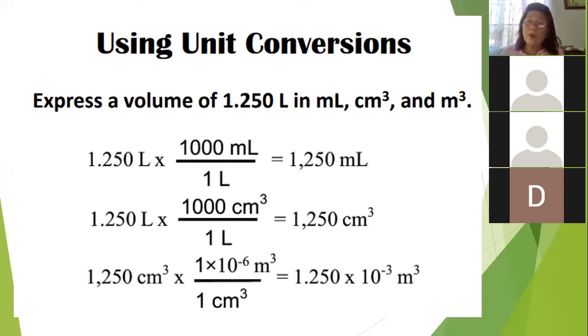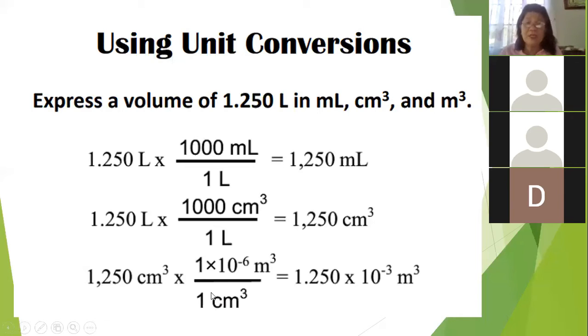The other one, cubic centimeter. Still 1.250 liters. Don't you know that 1 ml is equivalent to 1 cubic centimeter? They are the same. Therefore, in 1 liter, that is equivalent to 1,000 cubic centimeters. So cancel the liter, it's 1,250 cubic centimeters. And the last one is cubic meter.